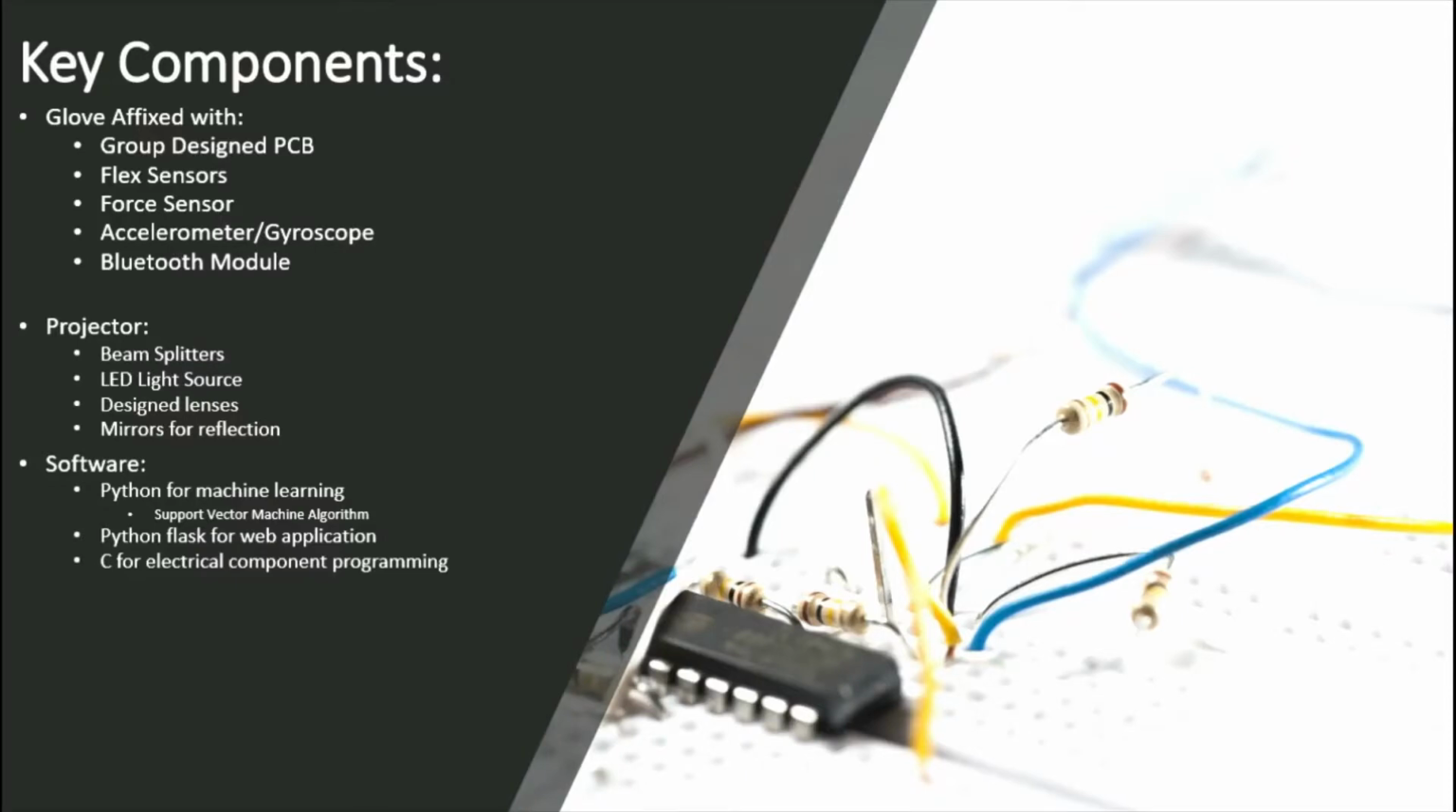Key components: we had the glove affixed with a group designed printed circuit board, flex sensors, force sensors, accelerometer, and gyroscope to capture data, and a Bluetooth module to transmit that data wirelessly to the PC. We use a projector fixed with beam splitters, LED light source, design lenses, and mirrors for reflection. And as far as software, we use Python for machine learning and support vector machine algorithms specifically for our machine learning. Python Flask for our web application to be able to see it working all together. And C to program the electrical components.